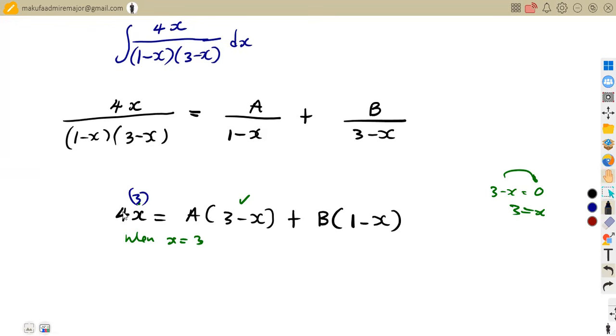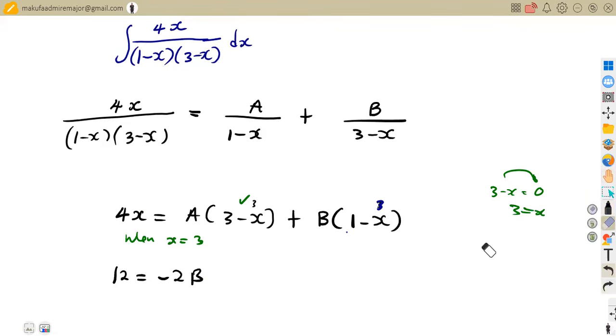So you're going to have 4 times 3, which is 12, is equal to, here we have a 3, so 3 minus 3, that's a 0. We put a 3 here in place of x, so it's going to be 1 minus 3, which gives us negative 2. So we are going to have negative 2b in this case. Take note, this whole part gave us a 0. 0 times a is going to give us a 0.